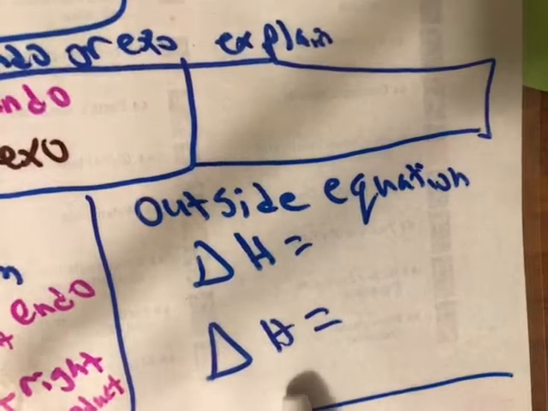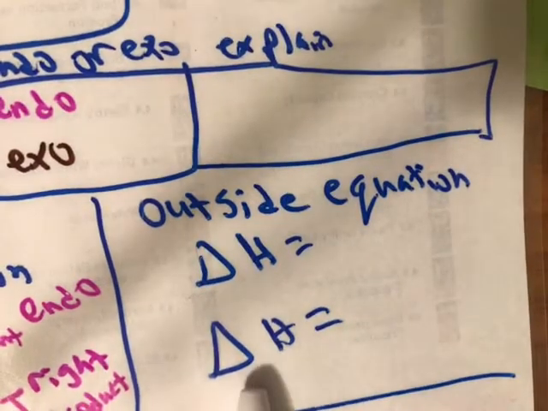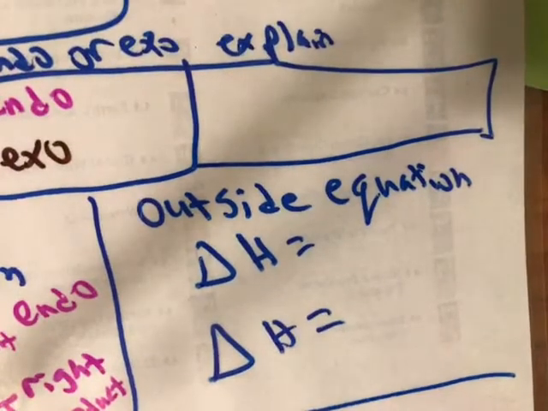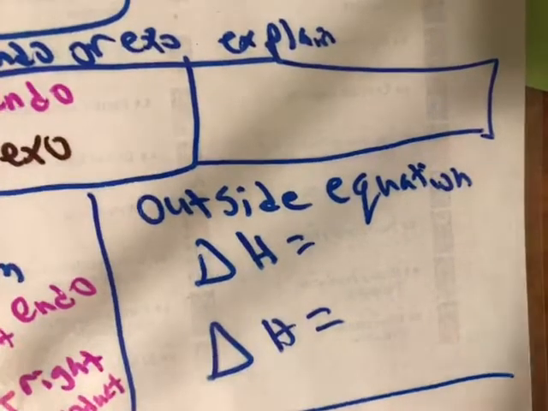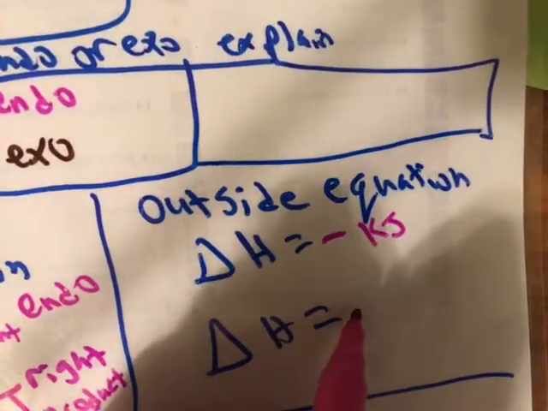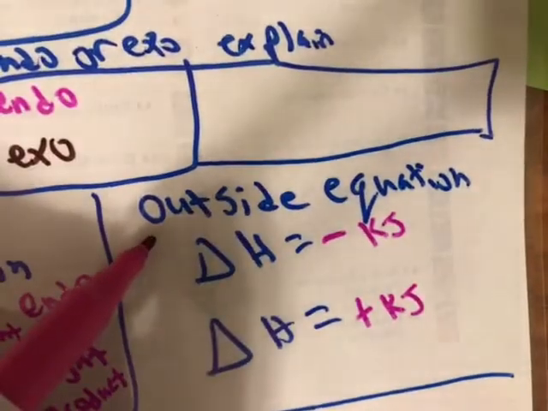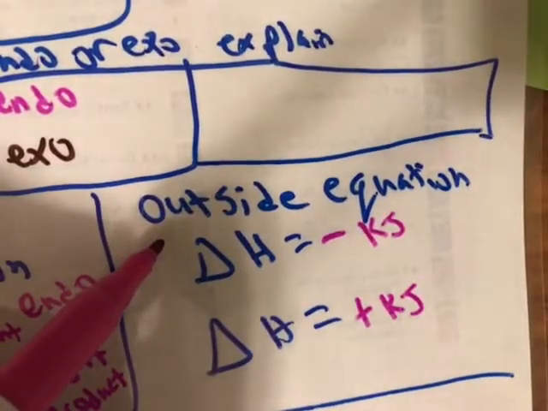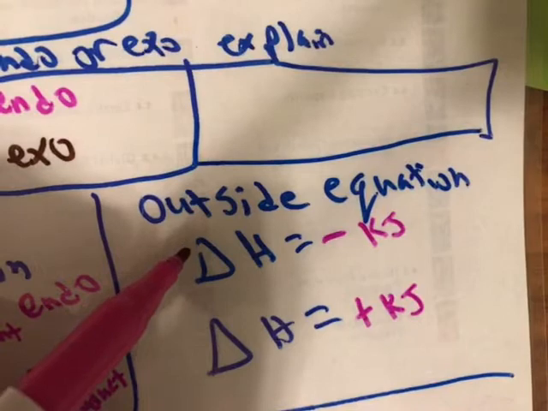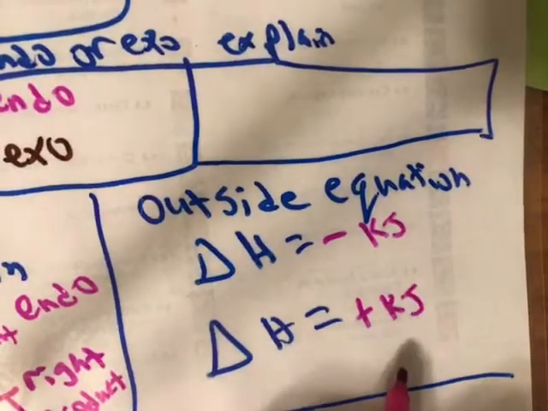So this stands for delta H. For our purposes, let's go ahead and call it change. Delta means change in heat. It's actually enthalpy, but let's not get into that. So change in heat. There's really only two choices, negative kilojoules or positive kilojoules. So remember, this is outside of the equation. This might be listed prior to the equation or after the equation. On the worksheet, it's after the equation, if it's negative kilojoules or positive kilojoules.